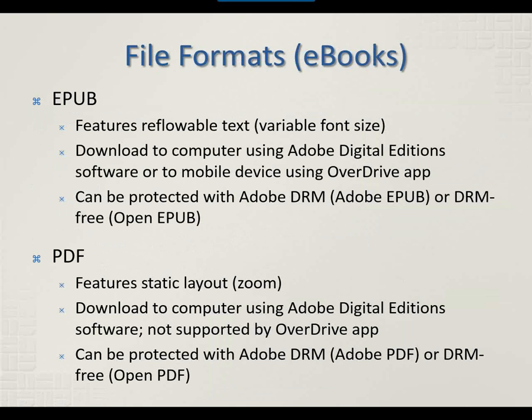EPUB files can be downloaded to a computer that has Adobe Digital Editions free software on it. It can also be downloaded to a mobile device like a phone or a tablet using the OverDrive app. EPUB files can be protected with Adobe DRM, and the majority of ebooks available through the OverDrive collection are protected using Adobe DRM, and so those will be referred to as Adobe EPUB files. EPUB files can be DRM free also, and those are referred to as open EPUB files, and you will occasionally find a title that is available in that open EPUB format in OverDrive.